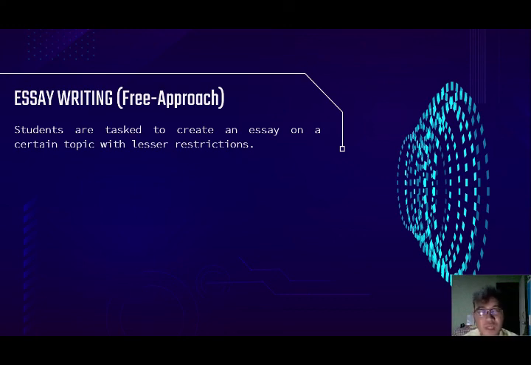As I said earlier, it doesn't only limit to English or language subjects, but it could also be used with other disciplines, depending on the nature of the subject.